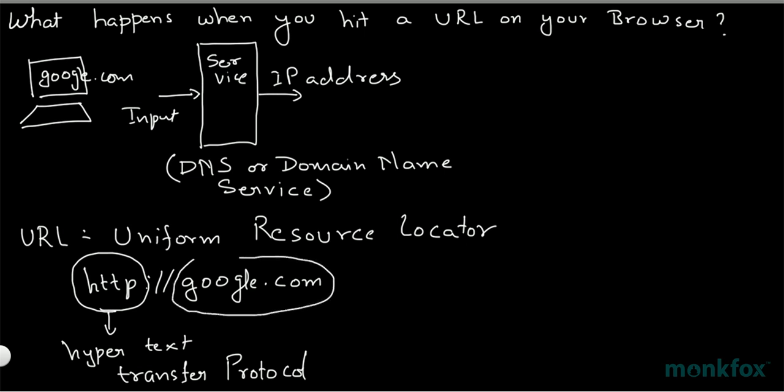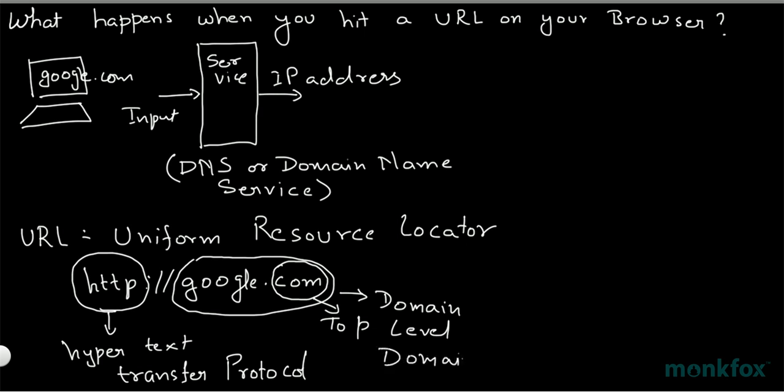The second part is this part, or the google.com. This is called the domain. It has again two parts. This is the top level domain, and Google is the second level domain.